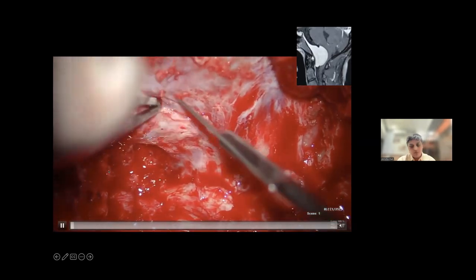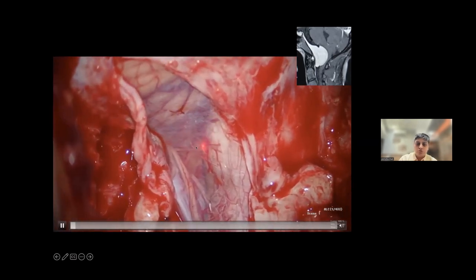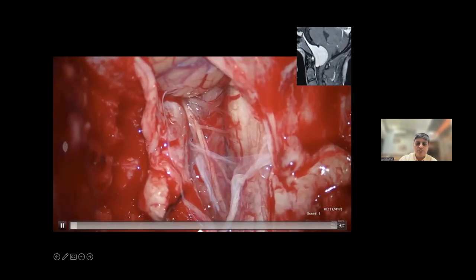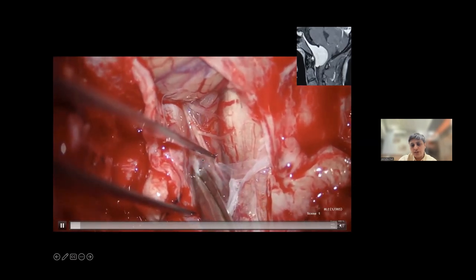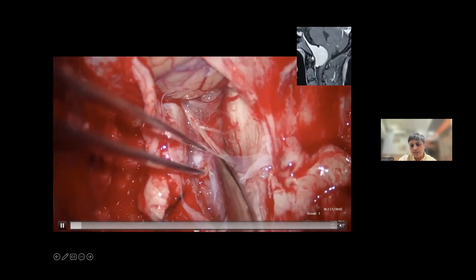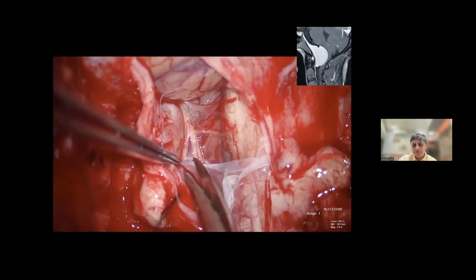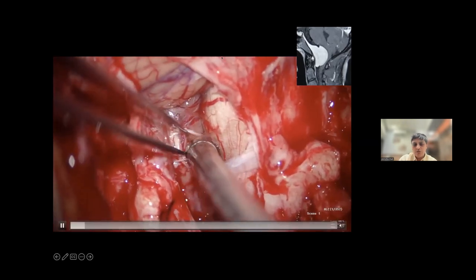So this is the craniovertebral junction. This is the dura that is opened. So on one side, unilateral midline suboccipital approach. Now you see all the anatomy. So this is the arachnoid. Here you see the spinal accessory, the denticulate ligament we are cutting now. And now you see the tumor.